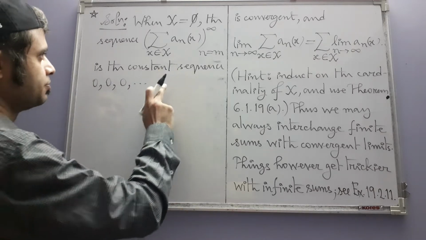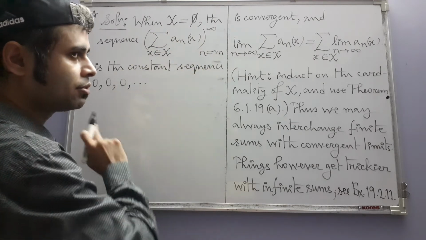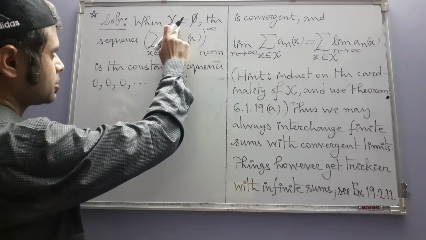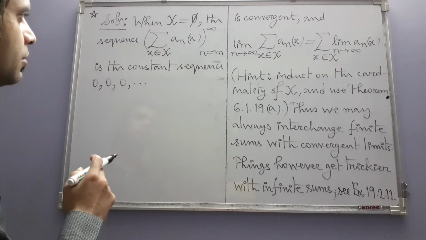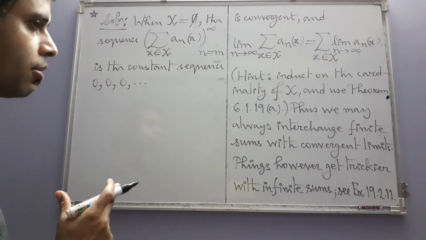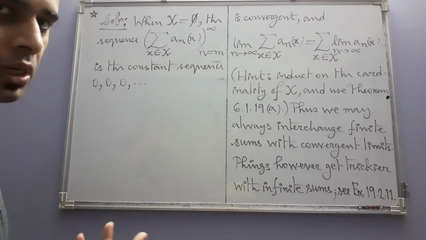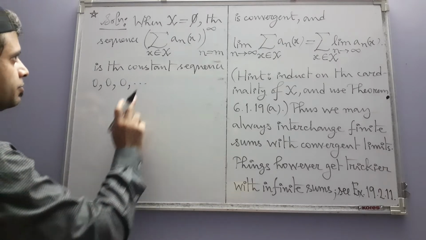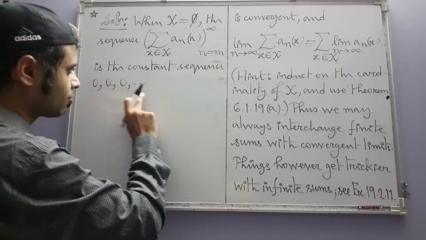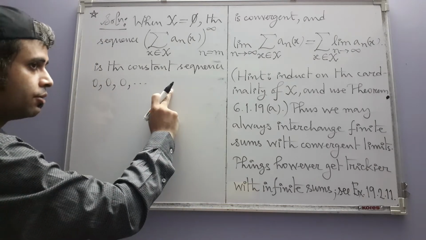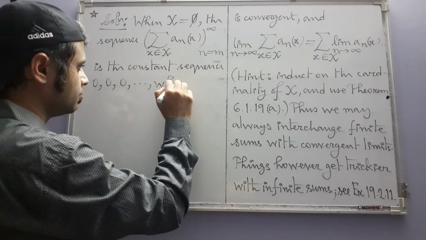Why? Because each sum will be 0 by definition of sums over finite sets, because the set over which you are considering the sum is empty. So by definition, well, not exactly by definition also, it comes from those basic properties of sums over finite sets. You know what we are talking about here. So each of these sums will be 0, so we are getting a constant sequence of zeros which of course converges to 0.